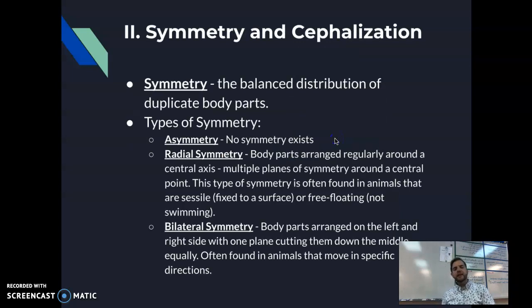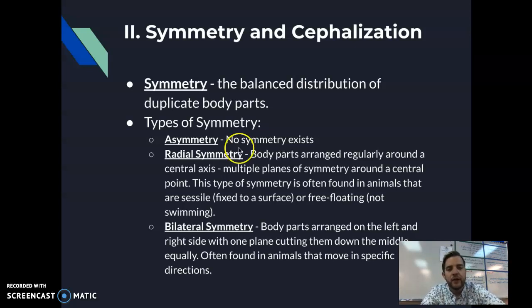Now, moving into the second characteristic that we use to separate organisms into their phyla, the first part of this is symmetry. Symmetry is referring to the balanced distribution of duplicate body parts. AKA, we're referring to how can I split the organism so that both sides of that line are identical. There's several types of symmetry. The first one is asymmetry. Sponges are the only organisms that really undergo asymmetry, and that means symmetry, of course, meaning balanced distribution. A on the prefix means without, so asymmetry means without symmetry.